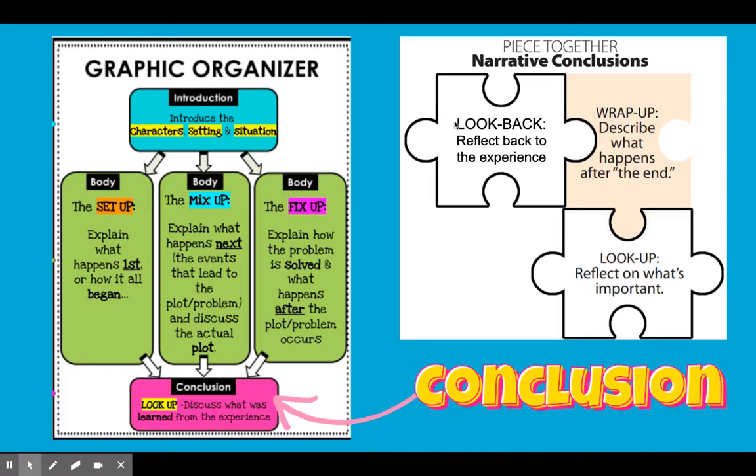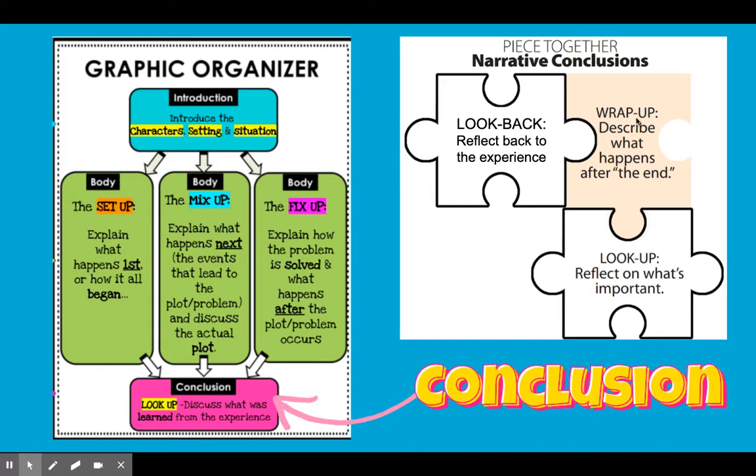We need to have a look back. So remember, we've already talked about introduce our character, setting, plot. We've talked about the beginning, middle, end, including our mix up and our fix up. So we already know the basic story, but the conclusion is really just wrapping it all up for us. And when we look back, basically what's happening is the character is reflecting back on the experience. And so they're saying like, wow, I can't believe that happened, or something like that.